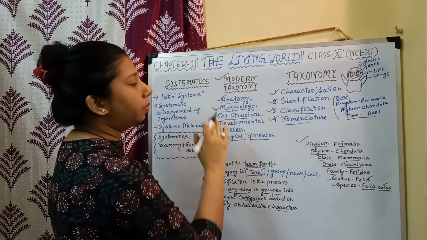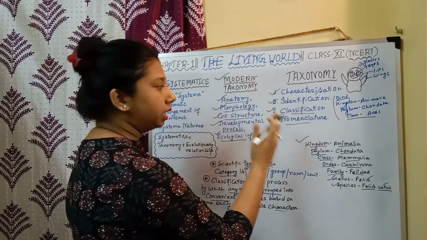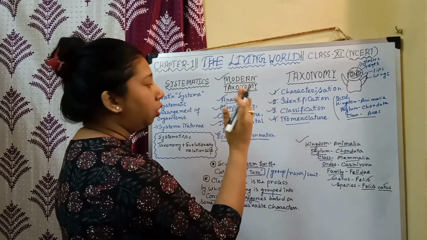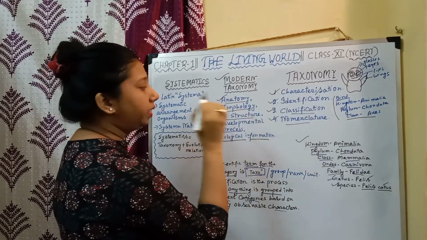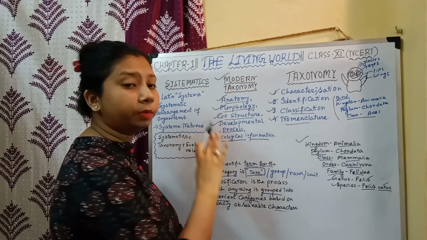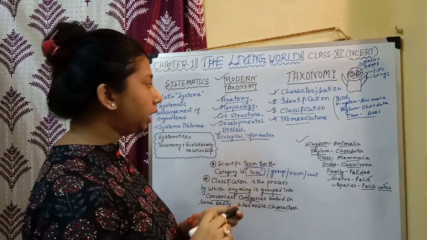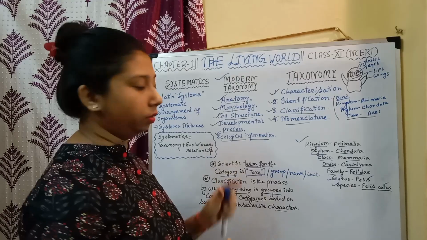So modern taxonomy means we have these four main pillars, and with this we have to consider the anatomy, the morphology, the cell structure, the developmental process, and the ecological information of the unknown organism too. So this is modern taxonomy.